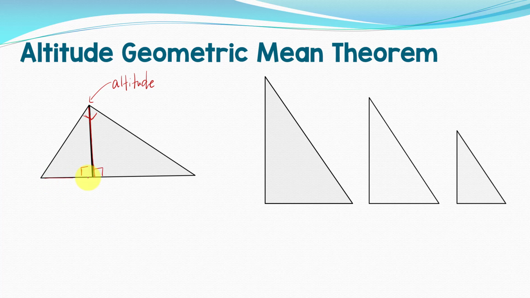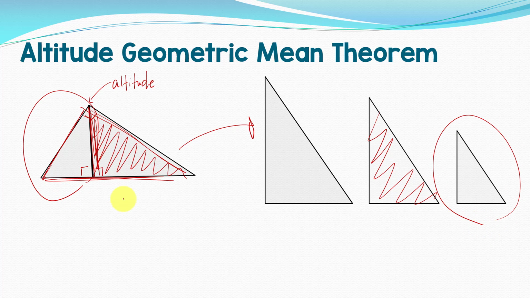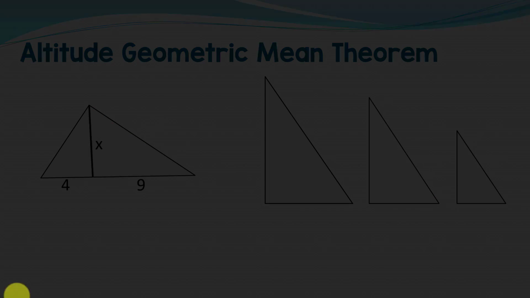So I have my original big triangle, and that's this big triangle. Then the medium triangle is this one right here. And then my little triangle is that one right there. And then we're going to look in the next problem at how these sides work and how we can use geometric mean. So let's look at an example.